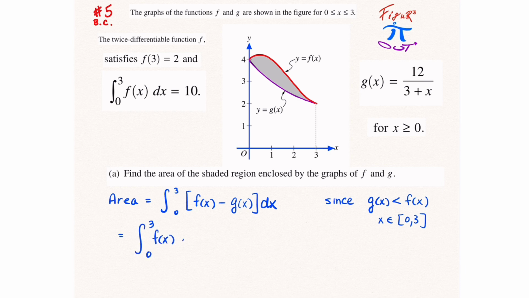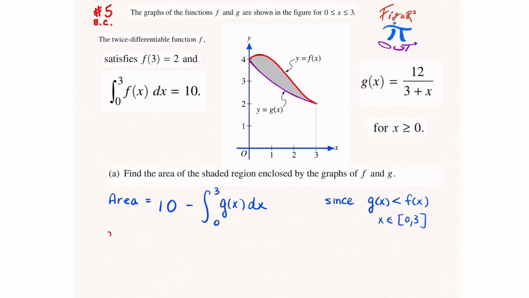Now we can split this integral up using linearity. The integral from 0 to 3 of f of x minus the integral from 0 to 3 of g of x. That first integral is equal to 10, given to us in our problem. So now we substitute for g of x, 12 over 3 plus x. And that's the integral we have to evaluate here, using a little u substitution.